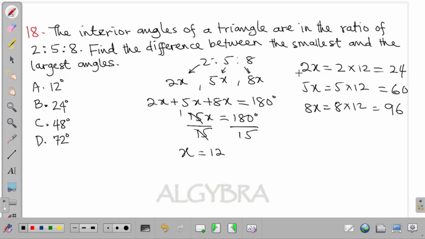Okay, so in this case now we can say that 2x is the smallest angle and 8x is the largest angle. So the difference between the smallest and largest angles is going to be equal to 8x minus 2x, which is the same as 96 minus 24. And 96 minus 24 is going to be equal to 72 degrees. So the difference between the smallest angle and the largest angle of this triangle is 72 degrees, which is option D.